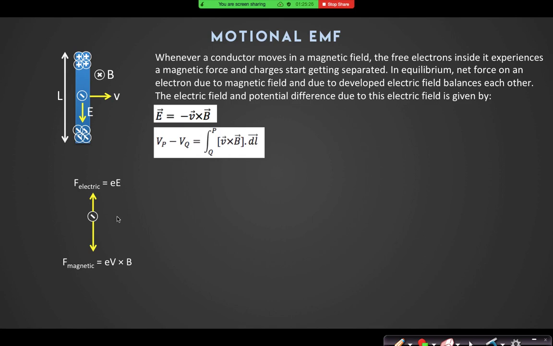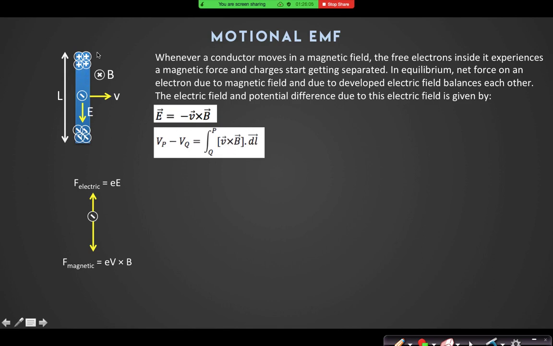No, the process does not continue, because after some time this electron will also experience an electric force due to the electric field generated by the charge separation. And what is that electric force on the electron? Is it e into E? But that force is now just opposite to the magnetic force. Can you see that? Yes, sir. So this process will continue till equilibrium is reached. In equilibrium, what will happen? e into E is equal to e into v cross B. Yes or no?